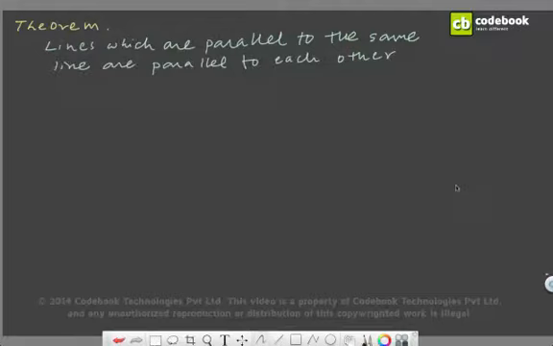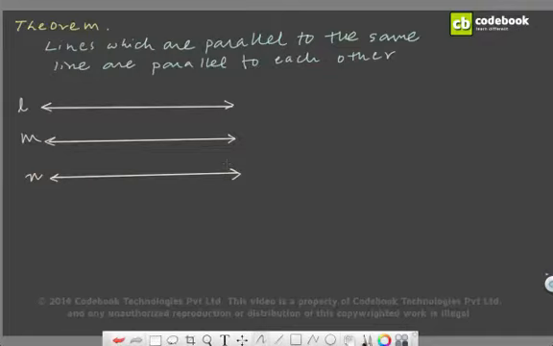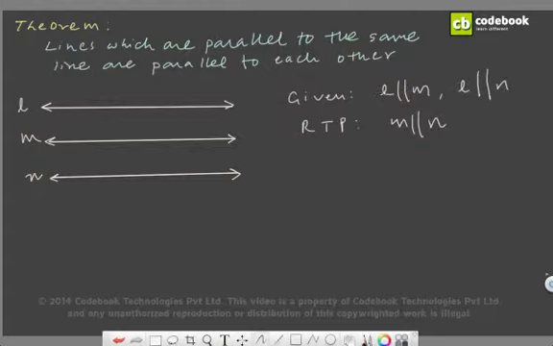Next, let's look at one other theorem. Lines which are parallel to the same line are parallel to each other. Let us draw three lines. In this figure, let's assume L is parallel to M and L is parallel to N. What it means is these two lines M and N are parallel to the same line L. We have to prove M is parallel to N. So given L parallel to M and L parallel to N, you are required to prove M is parallel to N. If two lines M and N are parallel to the same line L, then those two lines M and N are parallel to each other. That is the theorem. So let's look at the proof.